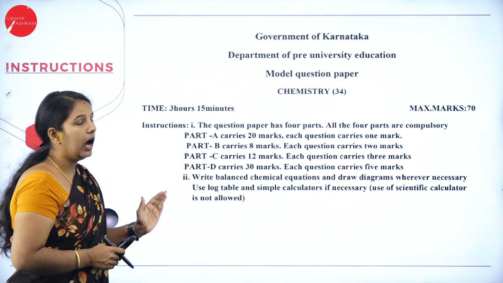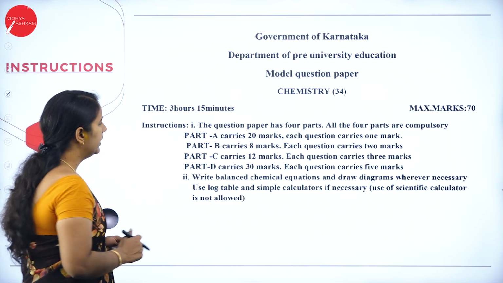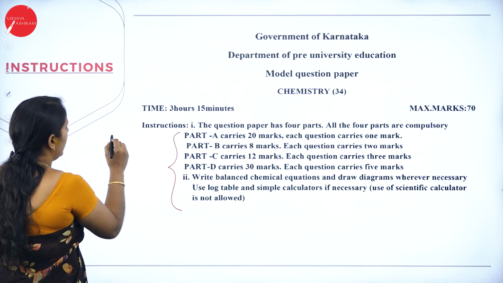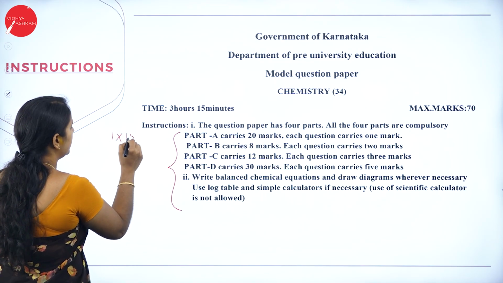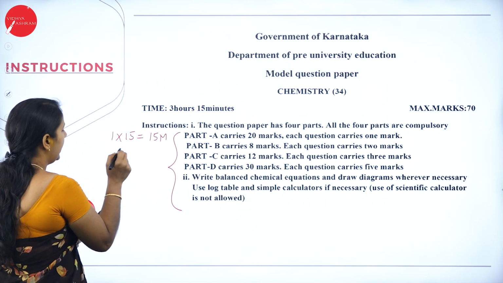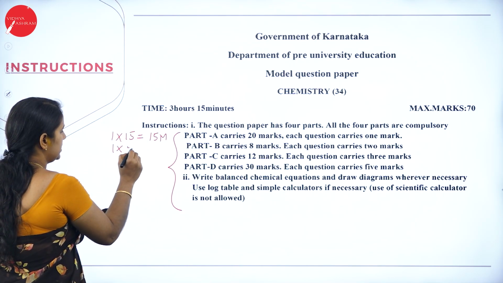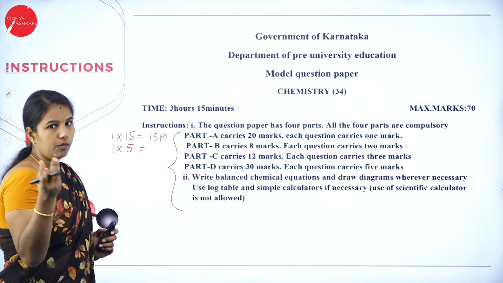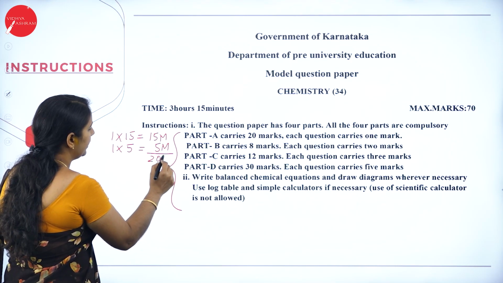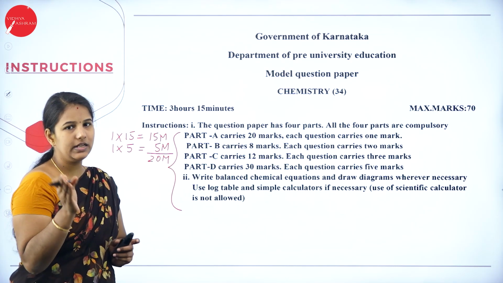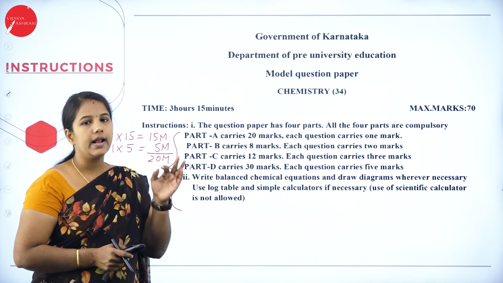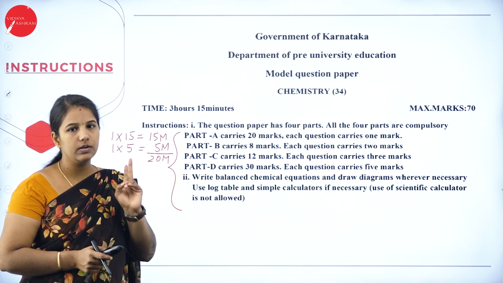You can see how the marks are distributed here. In part 1, okay, each question carries 1 mark. There are 15 questions, each carrying 1 mark. So 15 marks you can easily get. And also there is a set of 5 questions in the form of fill in the blanks, and for that you will get 5 marks, and totally in part A only you are going to get easily 20 marks. Part B carries 8 marks and each question carries 2 marks.